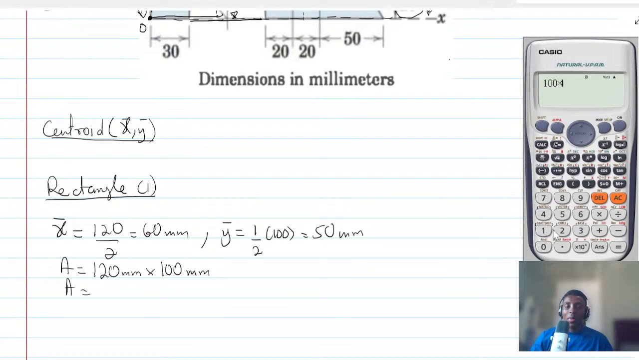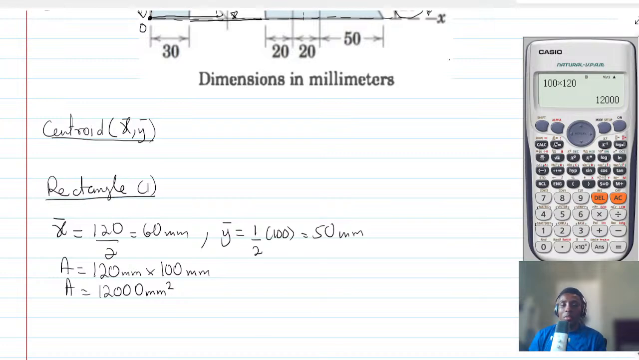So 100 multiplied by 120 gives us 12,000 millimeters squared. So essentially we have done x bar, y bar, and the area for the rectangle. So let's move to the other area.